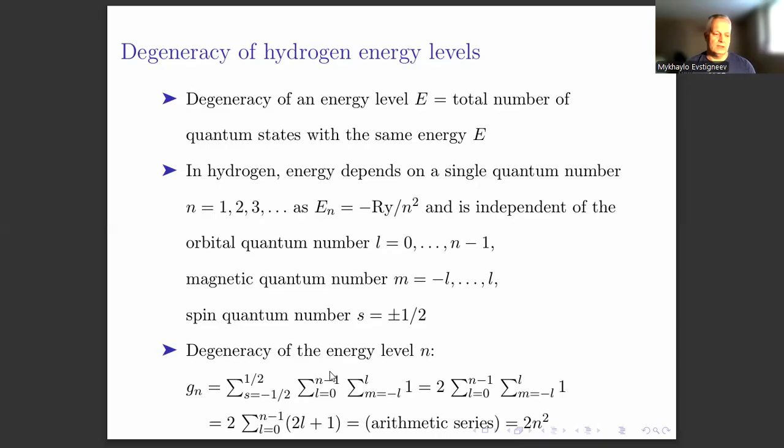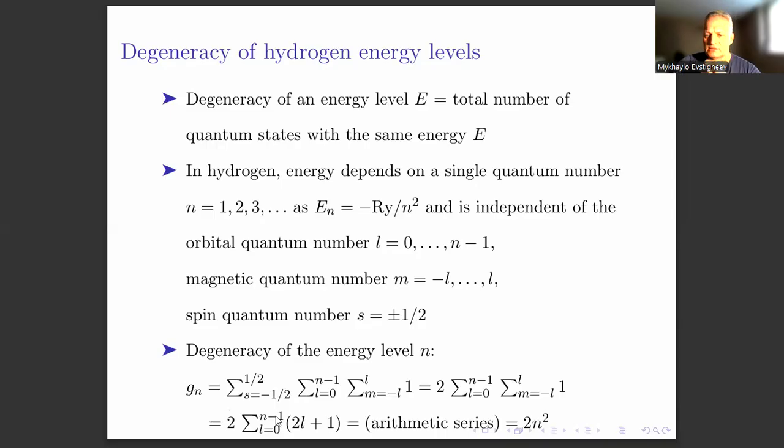So in order to figure out the degeneracy of the energy level n in hydrogen, we need to calculate the number of combinations of all quantum numbers except for the principal quantum number, which correspond to the same principal quantum number. So let's do that. The degeneracy will be denoted with the letter G. Subscript n, Gn, means degeneracy of the energy level n.